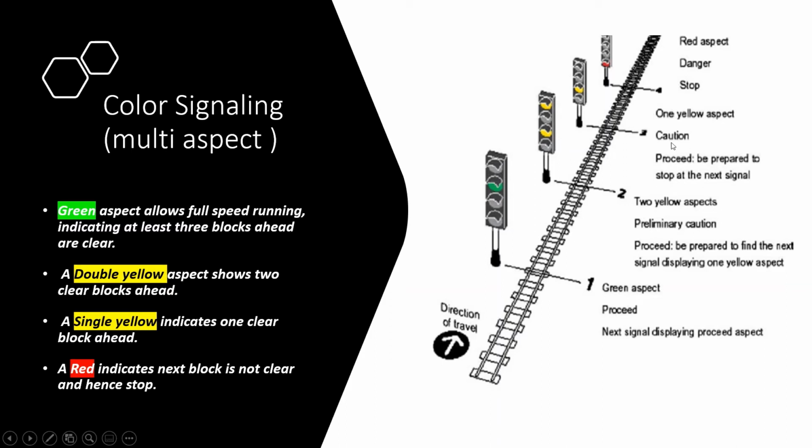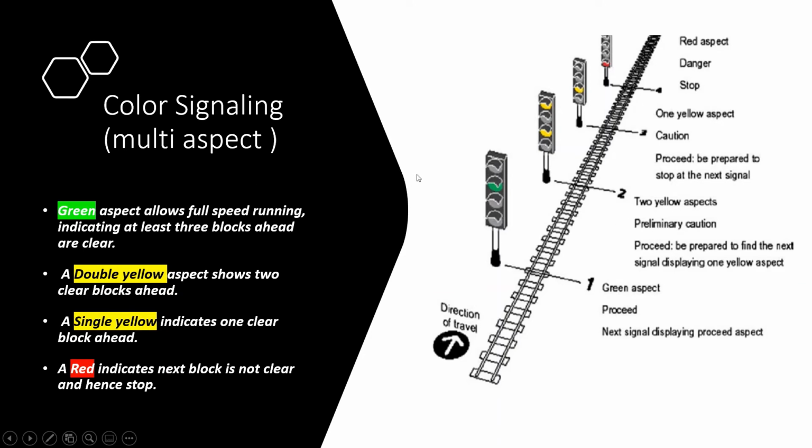That is, one yellow aspect, proceed to be prepared, stop at the next signal. So when he sees the red light, it indicates the next block is not clear, hence stop here itself. That is, the next block might be used by another train that has abnormally stopped. So to avoid a crash, you have to stop the train here itself. So this is how the color signaling multi-aspect works.